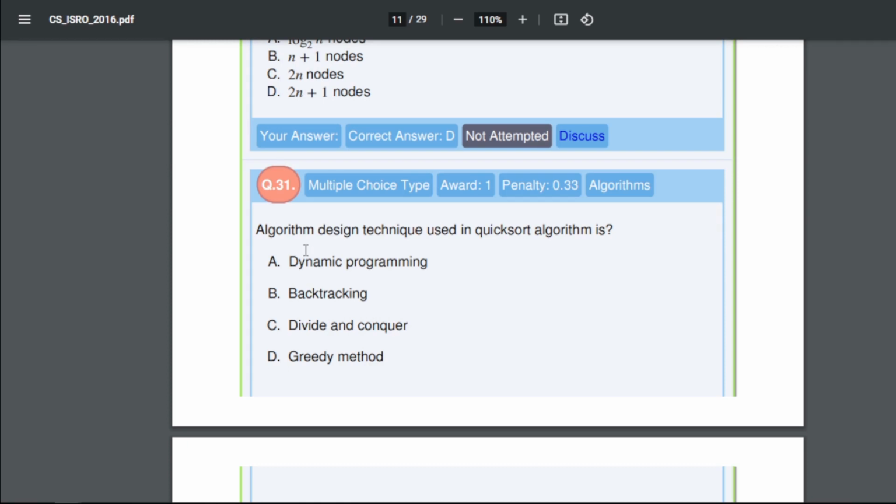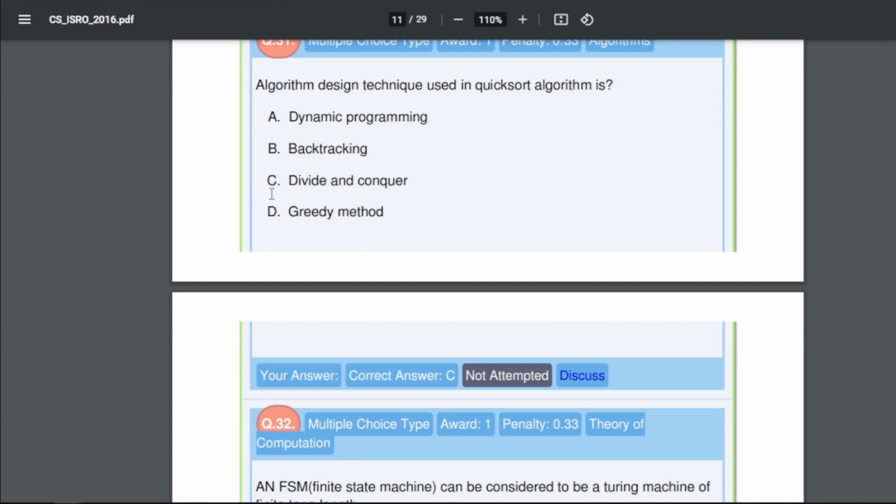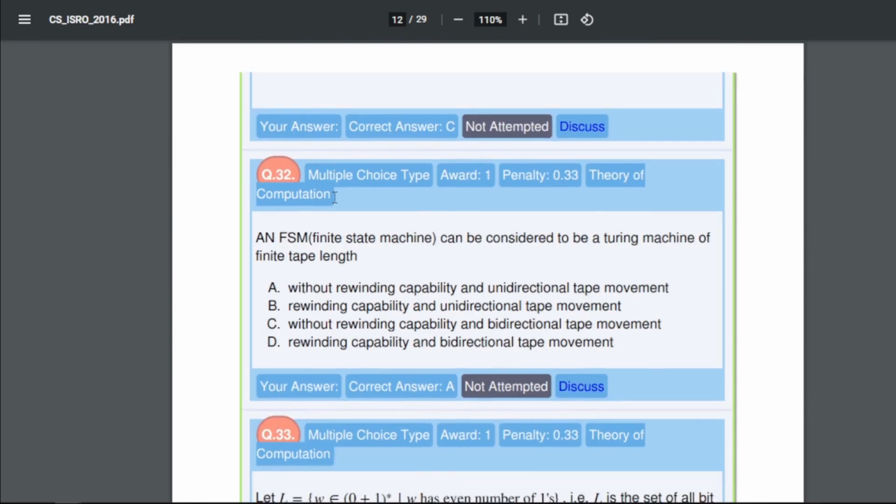Question number 31: the algorithm design technique used in the quick sort algorithm is what? So the algorithm design technique used in quick sort. Basically quick sort is a divide and conquer technique. So yeah, C will be the answer, divide and conquer.